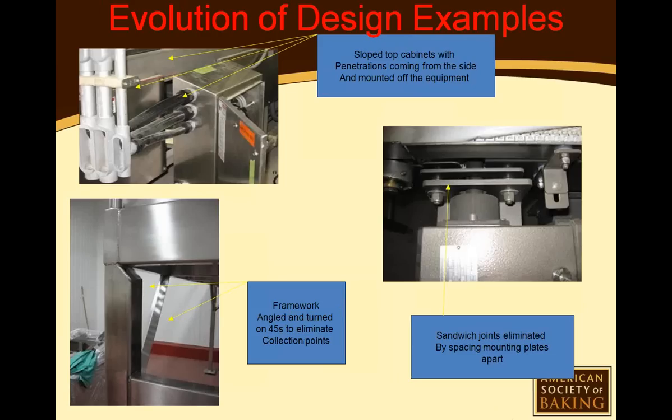Here you'll see slope tops and maintenance enclosures with side penetrations, and in wet washdown areas the use of Nemaphore boxes. Minimal collection points and framework that's angled and turned on a 45 degrees and a much more open and modular framework. And sandwich joints minimized with proper offsets and clearance. Sandwich joints eliminated with adequate spacing of the mounting plates are shown in the picture at the right.